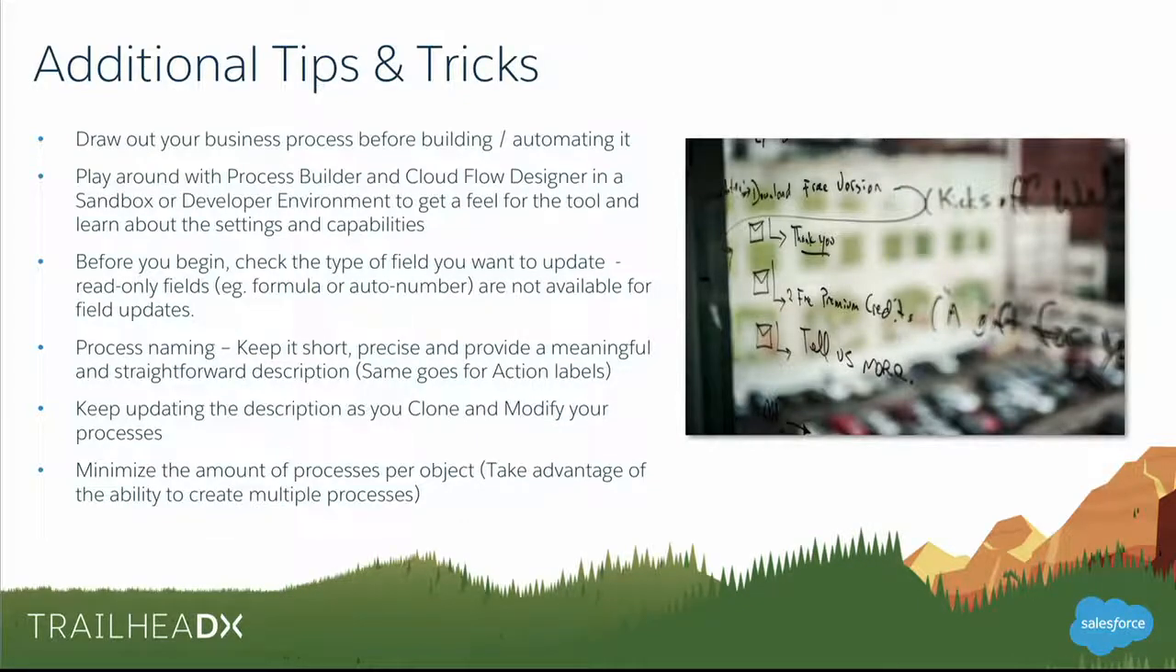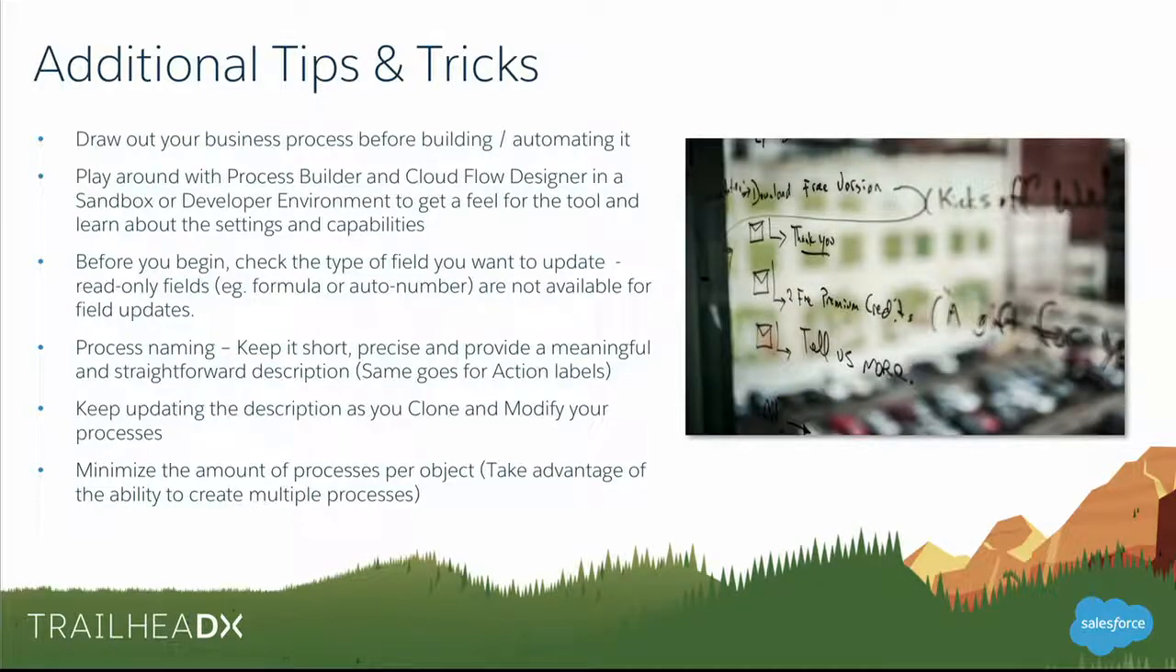Before you begin, check the type of field you want to update. Read-only fields, formula, and auto number are not available for field updates. Process naming, so keep it short and precise. If you have any kind of governance in place, you should have a standard naming convention. So figure out what that naming convention is going to be and make sure everybody that creates processes stands by and uses that same naming convention.